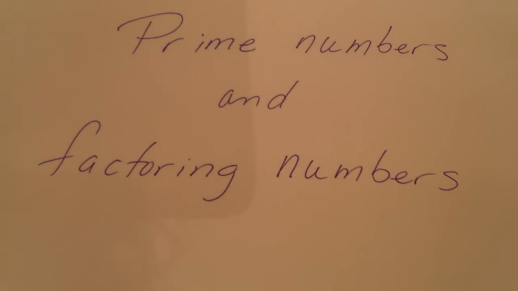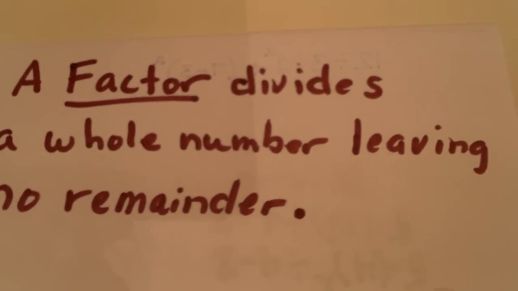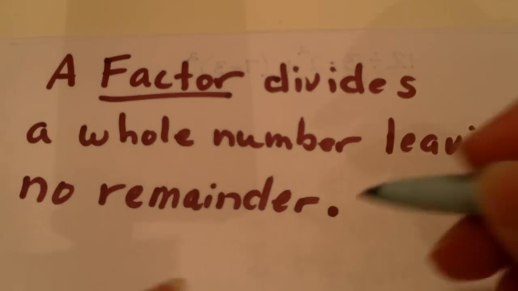Right now, we're going to talk about prime numbers and how to factor numbers. A factor divides a whole number, leaving no remainder. Now, there are a lot of different definitions, but this is a pretty good one.